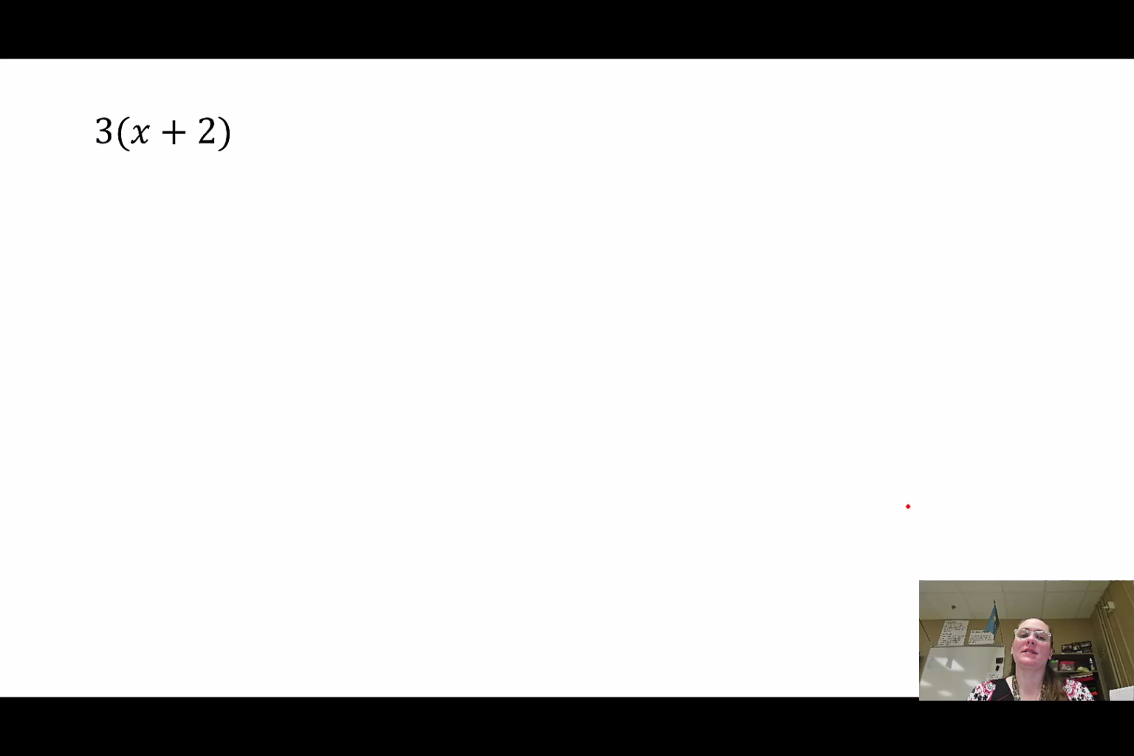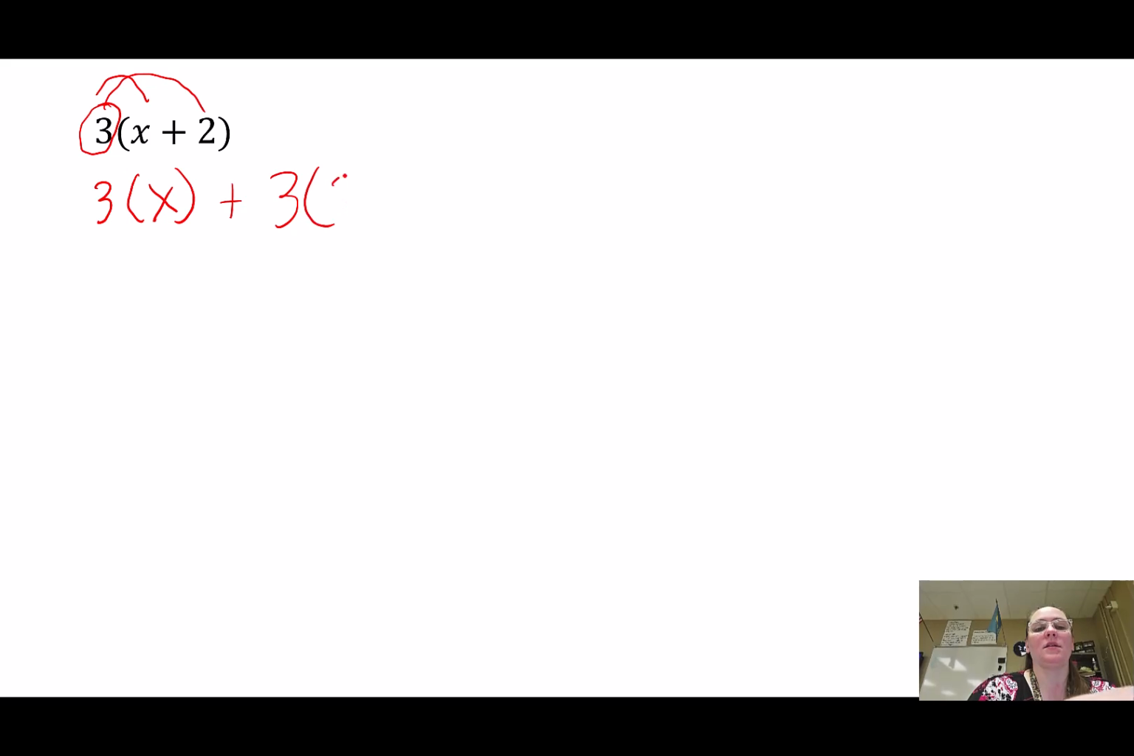All right, so let's look at an example. So the first thing I want to do is identify what I am going to be distributing. Okay, so the 3 in this case is what's sitting in front of the parentheses, so that is what I'm going to distribute or multiply to what's inside. Okay, for the first couple, I'm going to actually write out step by step, and then I'll show you what you can do after that. So we're doing 3 times x plus 3 times 2. Well, 3 times x is just 3x. 3 times 2 is 6.